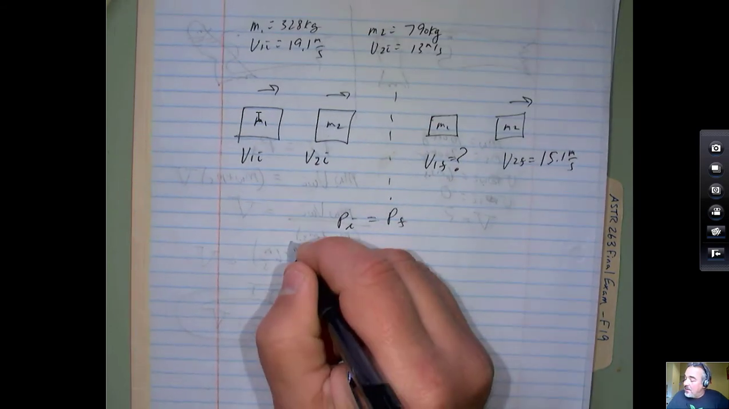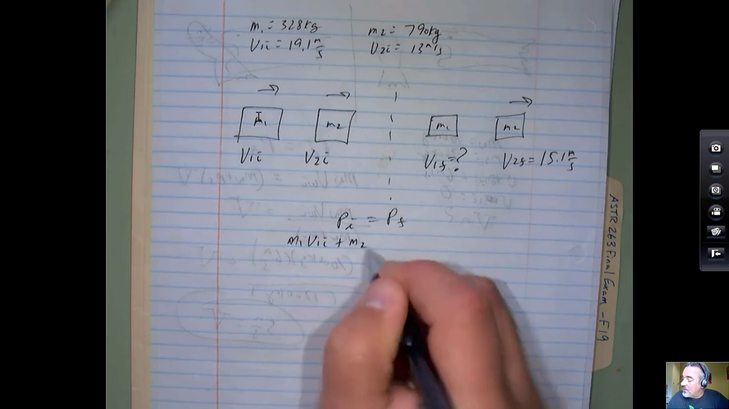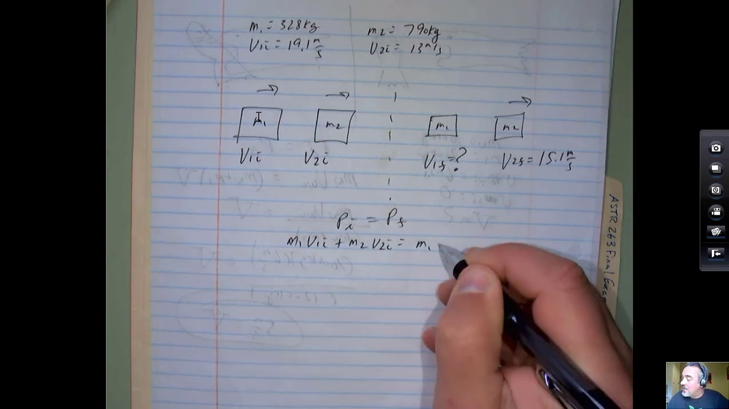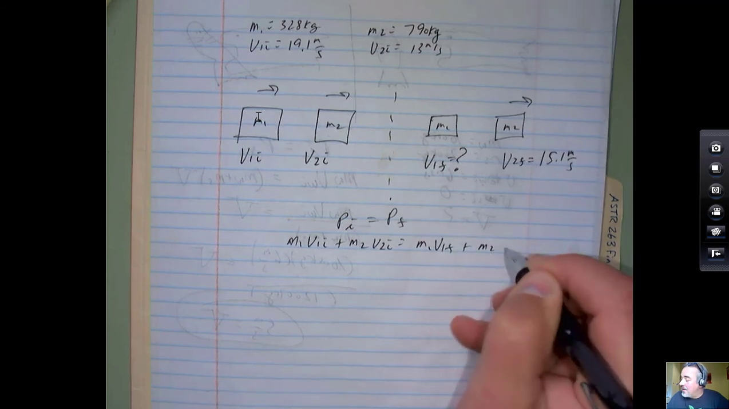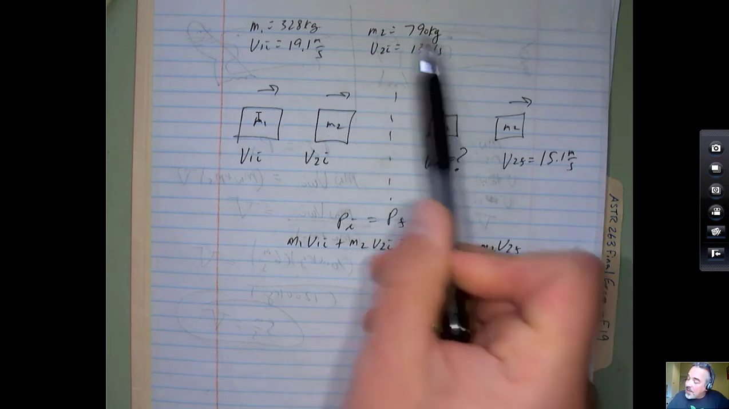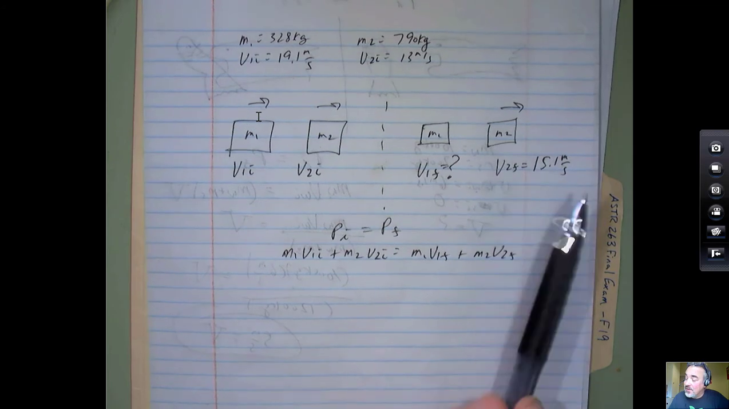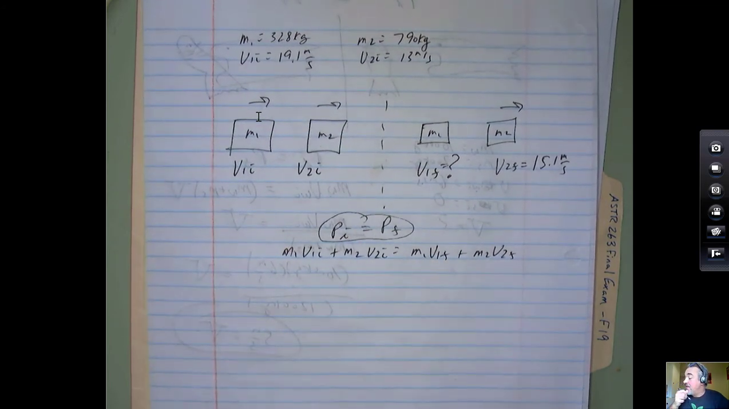So we have mass 1, velocity 1 initial, plus mass 2, velocity 2 initial, is equal to mass 1, velocity 1 final, plus mass 2, velocity 2 final. So by, again, writing this down, having a picture, that's going to be 4 out of 10 points. Once I write this down, now I'm up to 6 out of 10. And then I've got to put the details in.